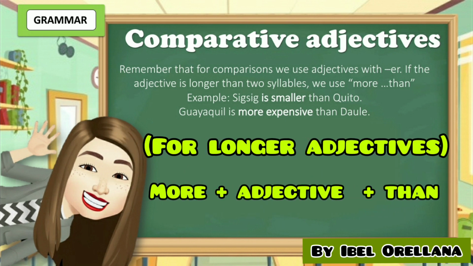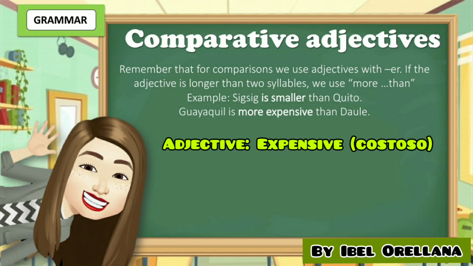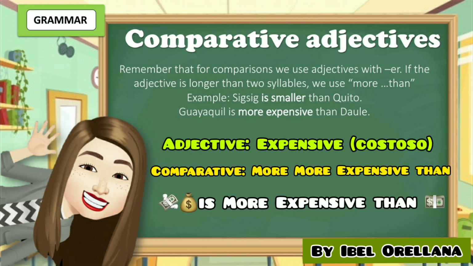If the adjective is longer than two syllables, we use more than. For example, Guayaquil is more expensive than Daule.